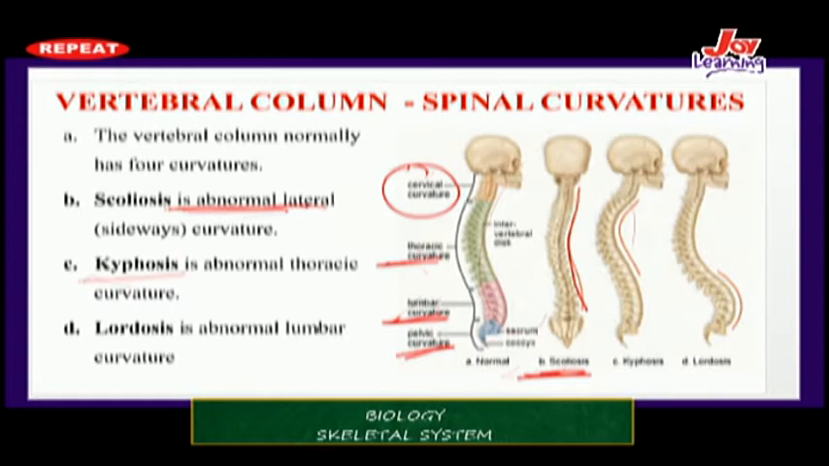Then we can talk about kyphosis, which is what we call a hunchback. You can see that there is an extension in the curvature within the thoracic region. There's a hunchback because of the way the bones are extending out of their normal thoracic curvature. We have a situation which is an abnormality. The last one I want to talk about is lordosis, which is an abnormal curvature in the lumbar region.